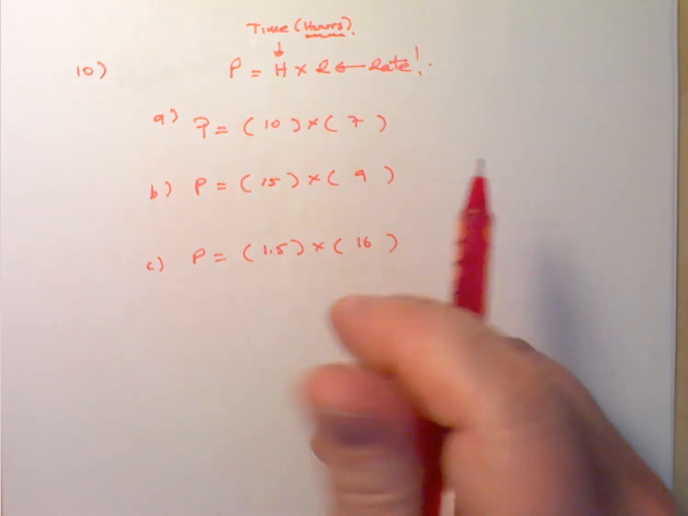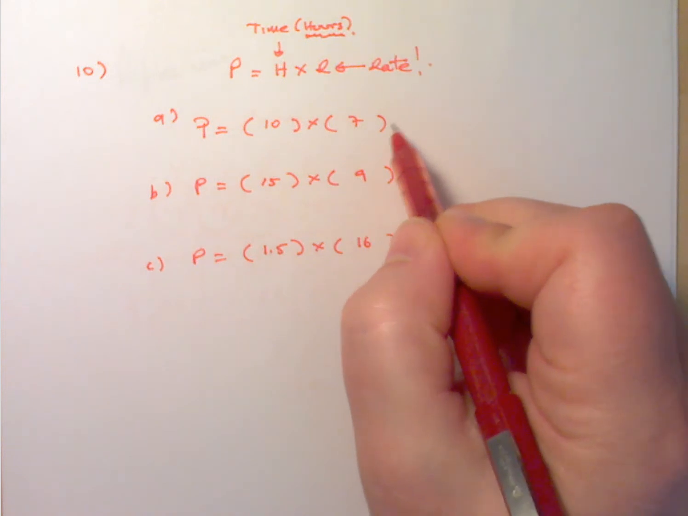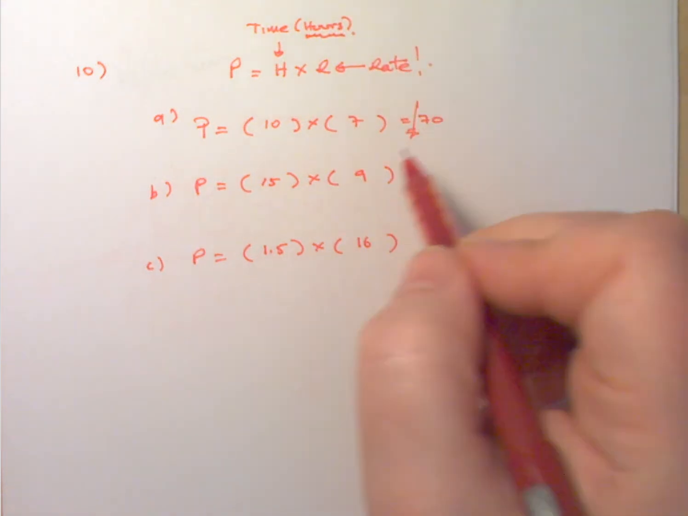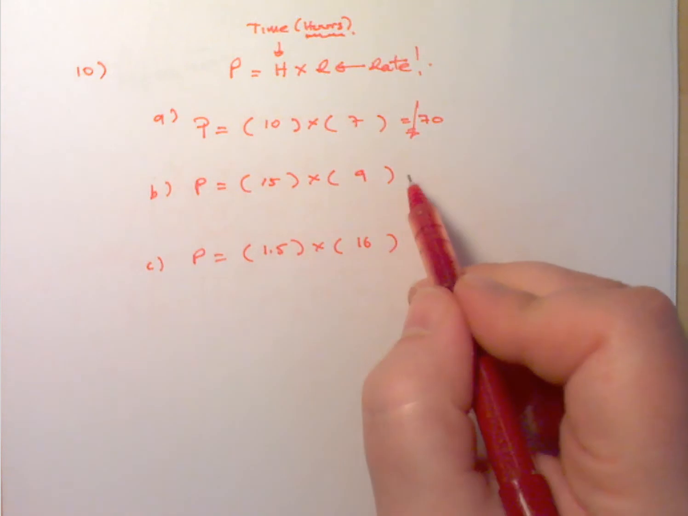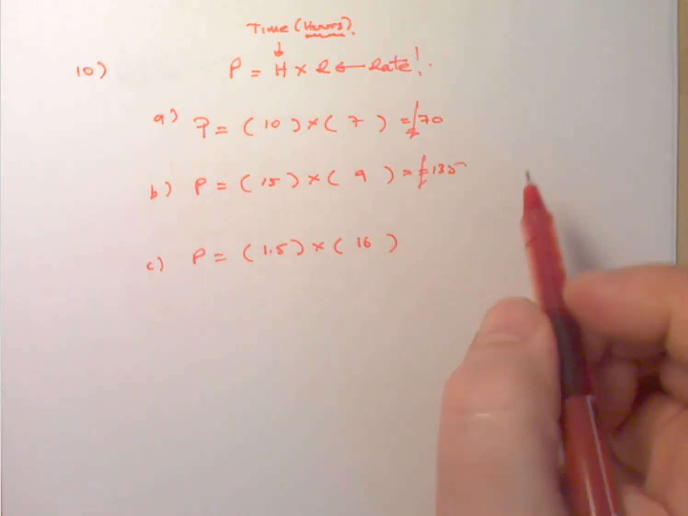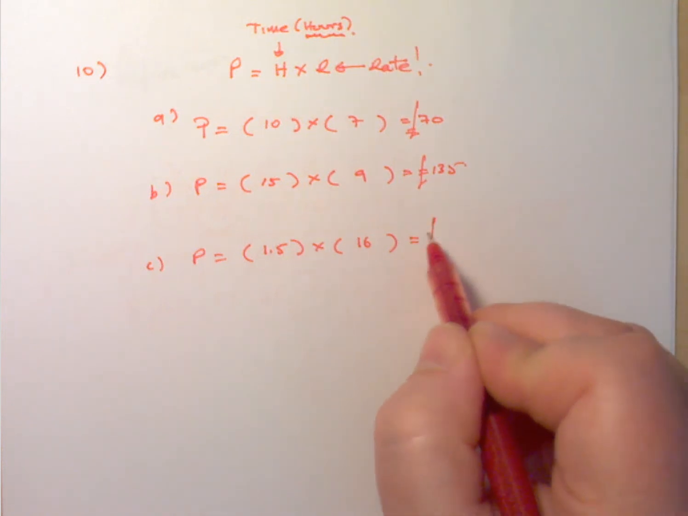And so for those ones, I'm literally just going to put them in the calculator. Well, actually, I don't need to do that for 7 times 10. That's £70. And for 15 times 9, you put that into the calculator, you get 135. And here we're going to get 16 times 1.5, which is £24.